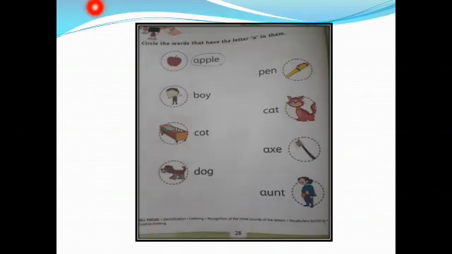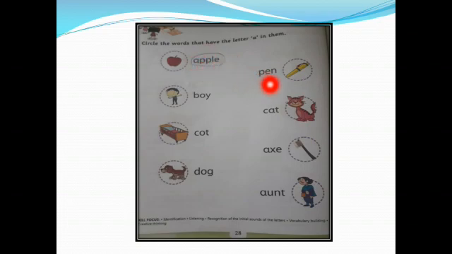Now, moving on to the next page, that is page number 28 from Literacy Skills Workbook. Here, circle the words that have letter A in them. Children, there are different pictures given. For example, the first one ma'am has done for you. What is this? This is a picture of an apple. Apple starts with which letter? A. Now, wherever you have letter A, you will circle that word. Does apple have letter A here? Yes, so ma'am has circled the word apple.